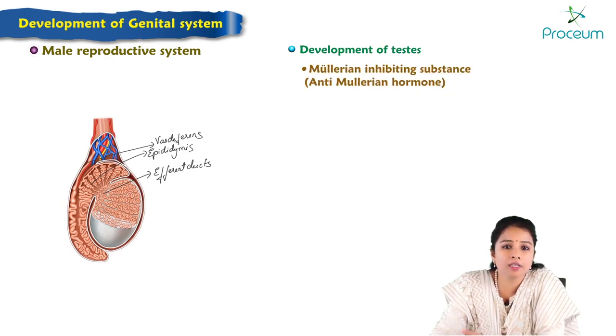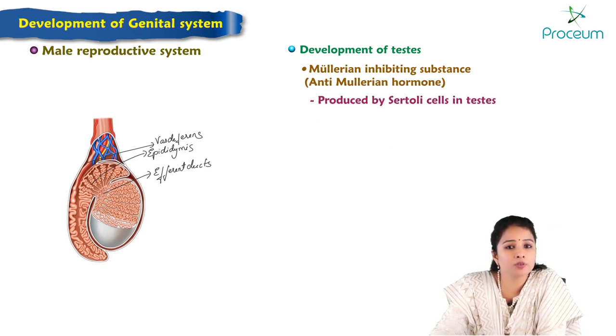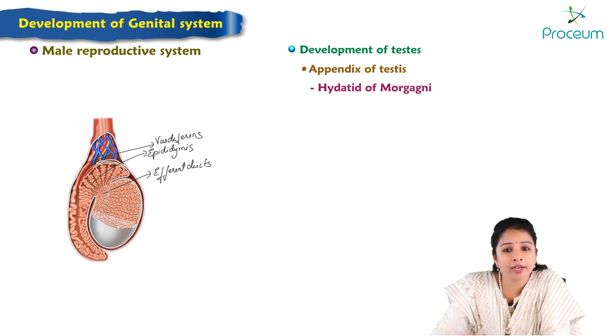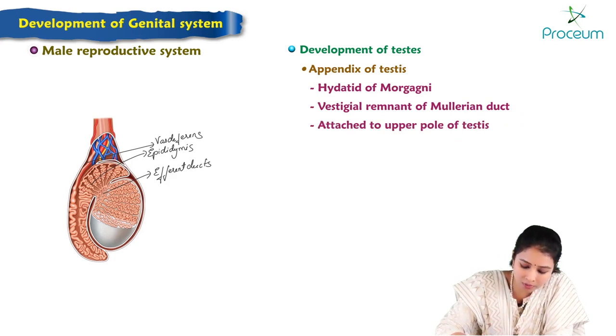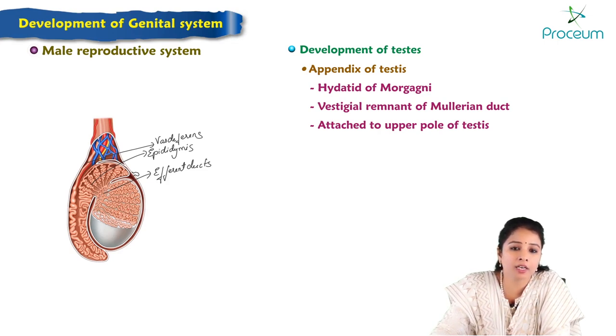Mullerian inhibiting substance, otherwise called anti-Mullerian hormone, which is produced by the Sertoli cells in the testis, causes the regression of paramesonephric ducts or Mullerian ducts in males. The appendix of testis or hydatid of Morgagni is the vestigial remnant of the Mullerian duct attached to the upper pole of testis. Usually along the upper pole of testis there would be a small projection which is called the appendix of testis, which is a remnant of the Mullerian duct in males.